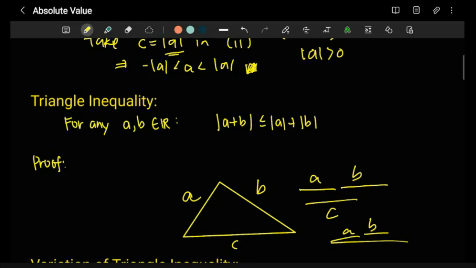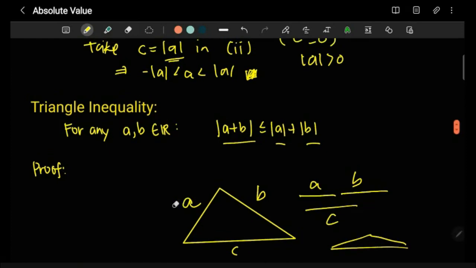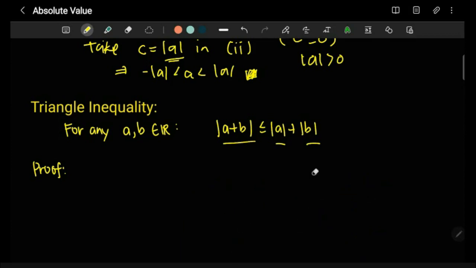So dapat yung combination ng dalawang side always longer than the third side para magka-triangle ka. Hindi pwedeng equal. Pag equal, yung triangle mo magiging abot-abot lang. Hindi ka magiging triangle. So para maging triangle, dapat mas mahaba yung dalawa kaysa dun sa pangatlo. Okay? Alright? So that's the idea or the wisdom behind the name triangle inequality. It is likened to a triangle.